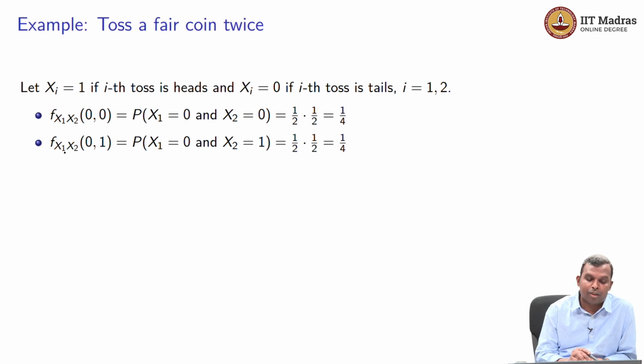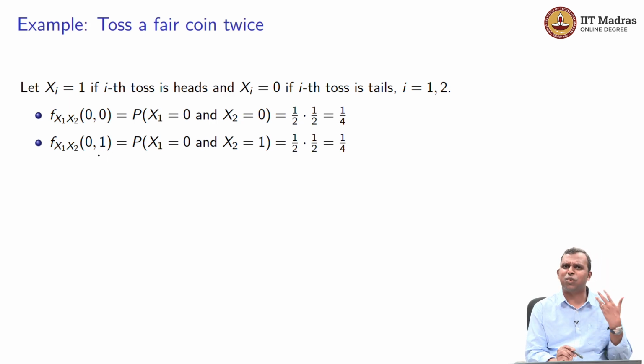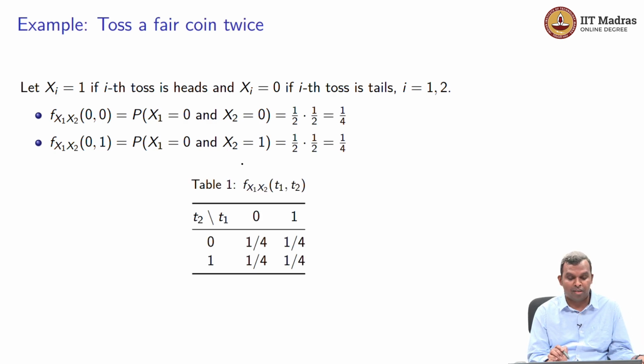Same thing with f x1, x2 evaluated at 0, 1. So the joint PMF seems easy to evaluate in this case, isn't it? You just have to write down all the possibilities and simply multiply the probabilities, right? And that's because of the independence. So independence is usually very, very easy.